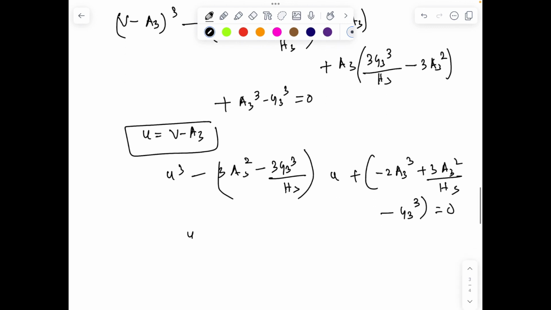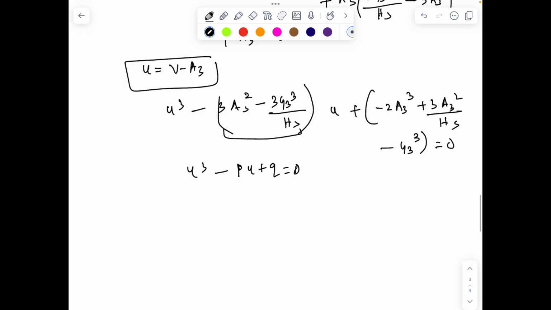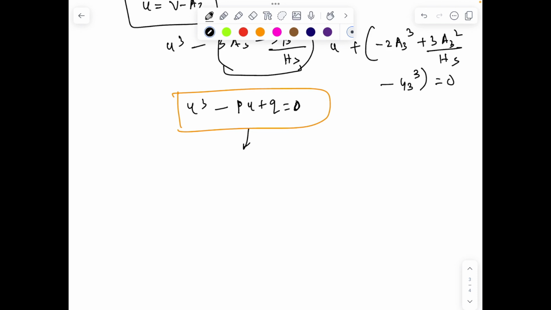All solutions of this equation, u cube minus, let's call this p, u plus q, are real numbers if and only if... now we know all three solutions of this equation will be real numbers. So for that we have a necessary and sufficient condition. Now for that we will have to use calculus. So let's call this a function of u.